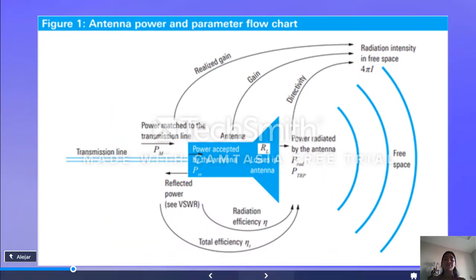Parameter flow chart. The figure shows some antenna parameters as well as power values that occur in and around an antenna. The power is delivered through the transmission line by the generator and is available to the antenna. The antenna will accept some power and reflect some power depending on the match, reduced by losses in the antenna. The remaining power is radiated by the antenna to generate a sense of antenna radiation intensity in different directions.